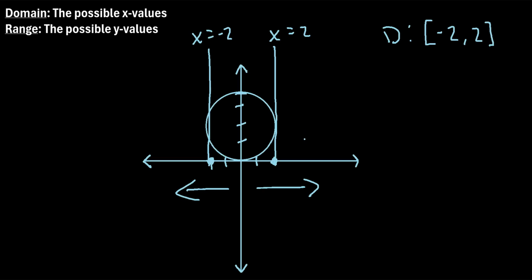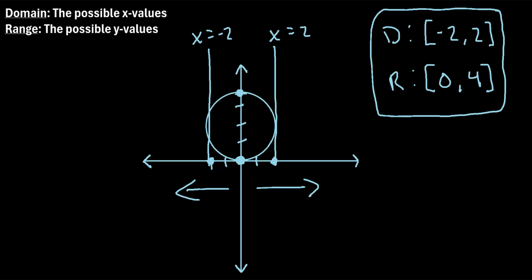Now the range, that's the vertical direction, so up and down. How far up is it allowed to go? Well, we can see it stops right here at a y value of 1, 2, 3, 4. So it's not going any higher than 4. And we can also see that it stops right here at a value of y equals 0. So it's ranging from 0 to 4 in the vertical direction. So we'll say the range is 0 to 4. And again, we're using brackets to indicate that 0 and 4 are included in that range. So that's our answer for this one.